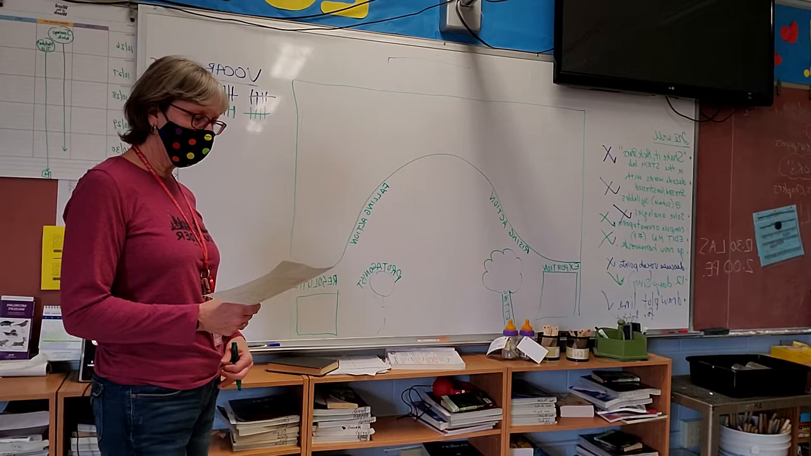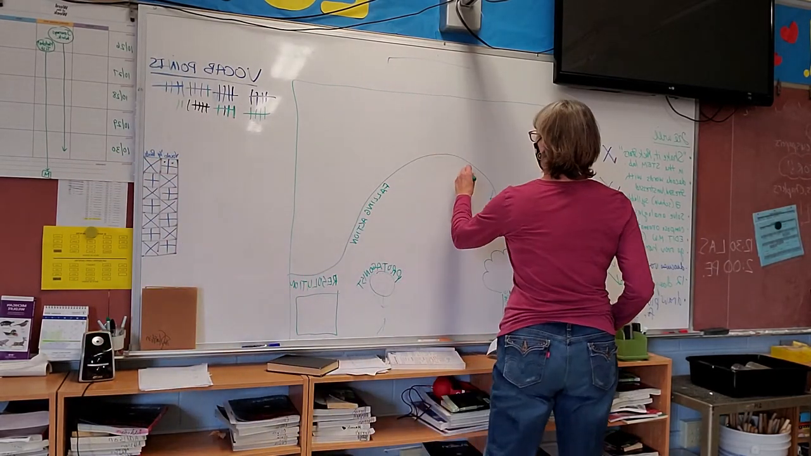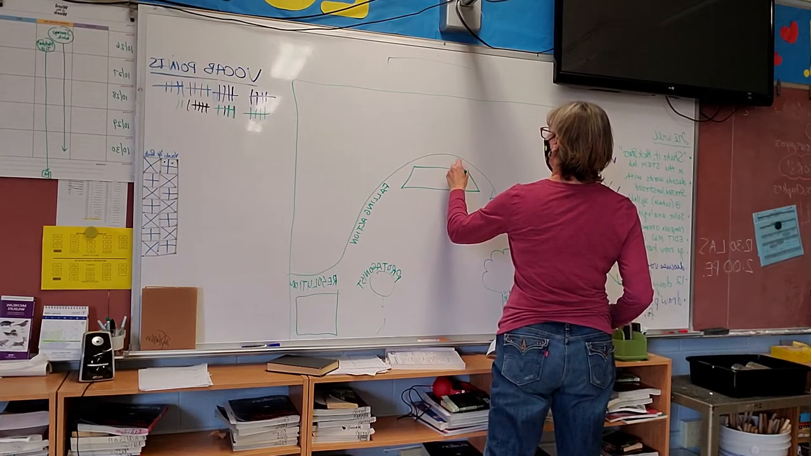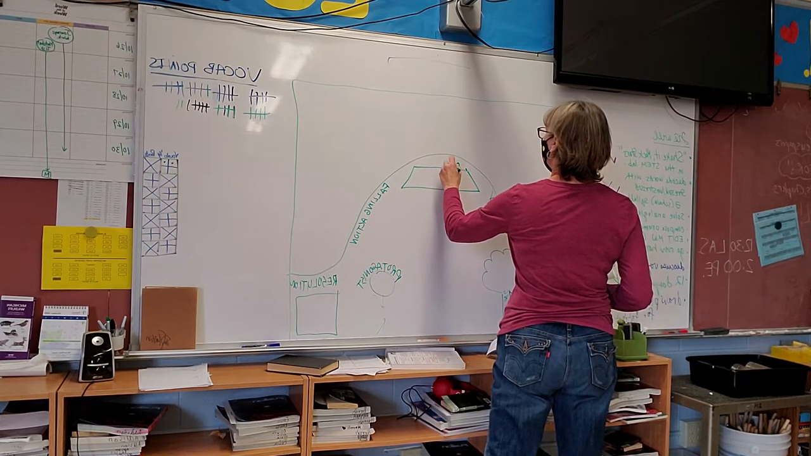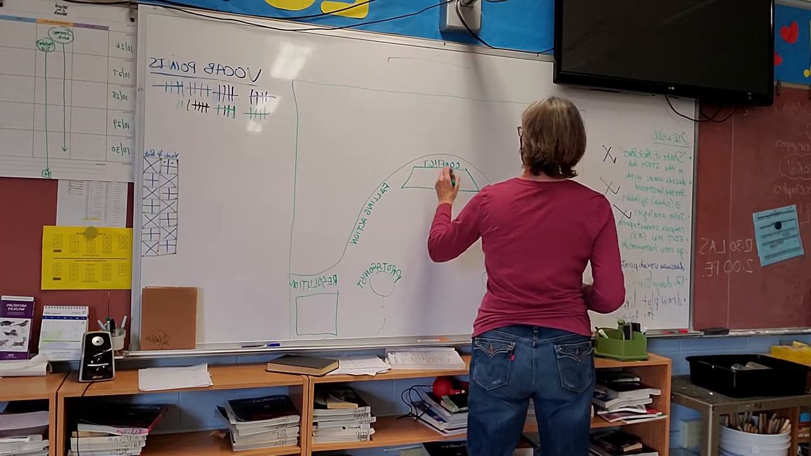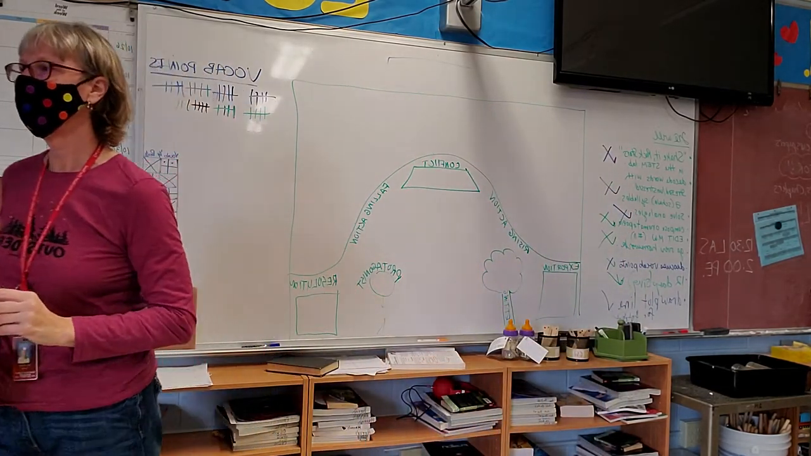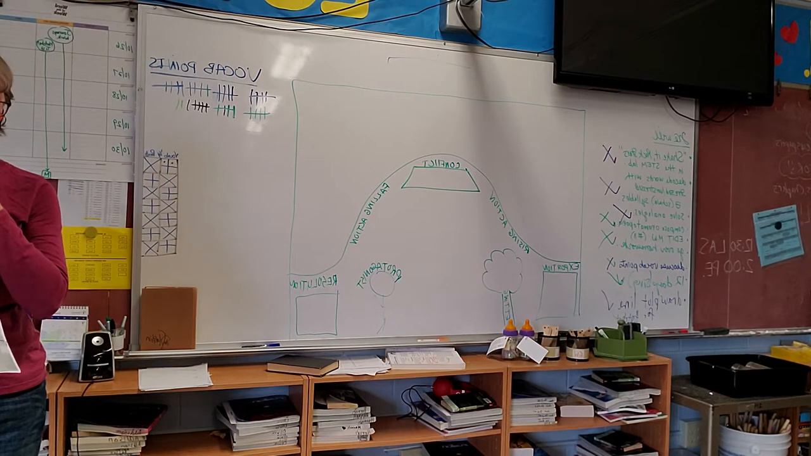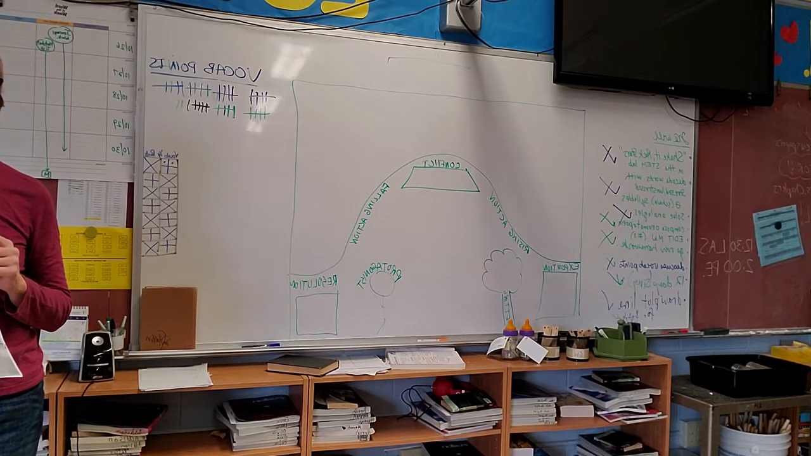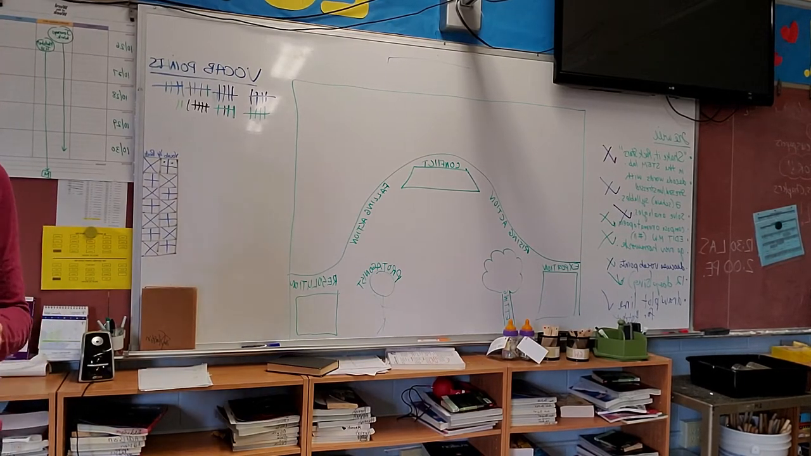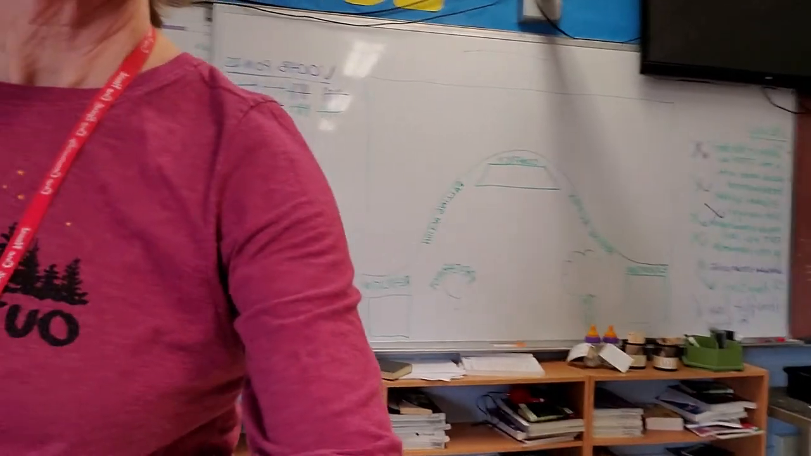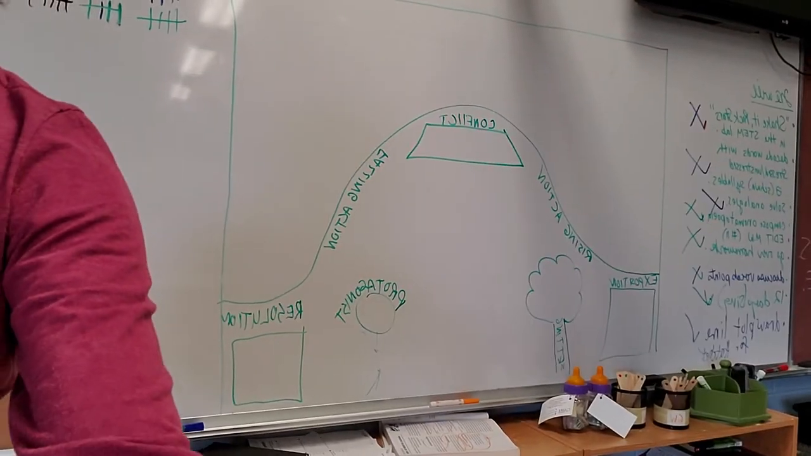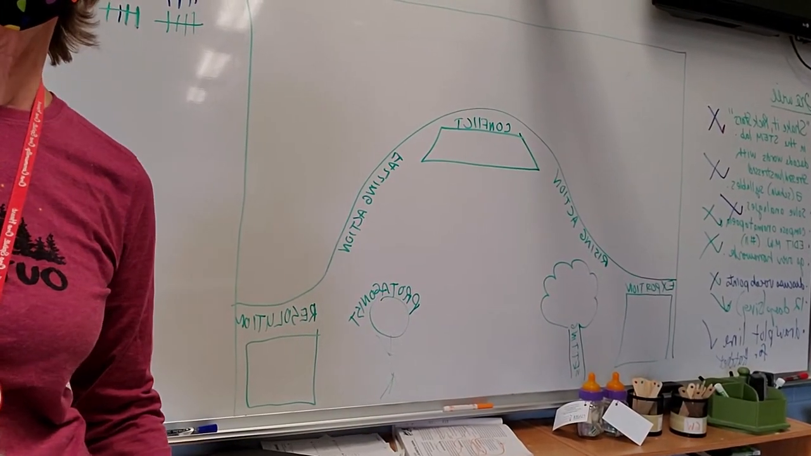All right, so the next thing we're going to do is add a box like this underneath, kind of a trapezoid, and we're going to write the word conflict. It's not perfect. It would help if I move this up closer. Does that help you guys a little bit? Hopefully it does.